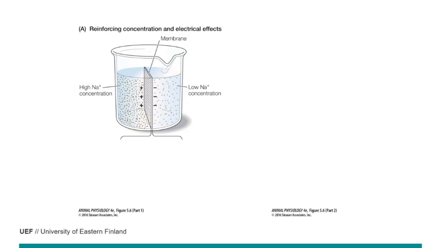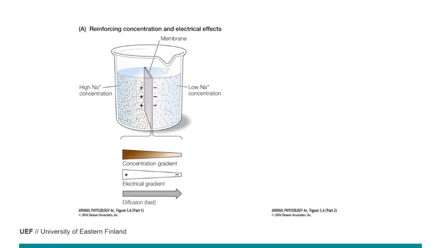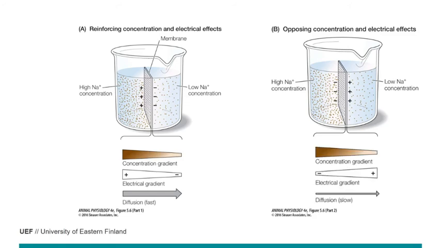So actually this means that when we have a membrane and now we have an ion that is moving, the concentration gradient and electrical gradient can be in the same direction, and then the diffusion can be fast. But it can also be that the electrical gradient is different, limiting the diffusion, because the concentration gradient is in one direction and the electrical gradient is in the opposite direction.